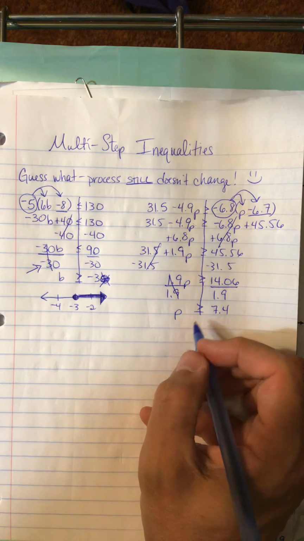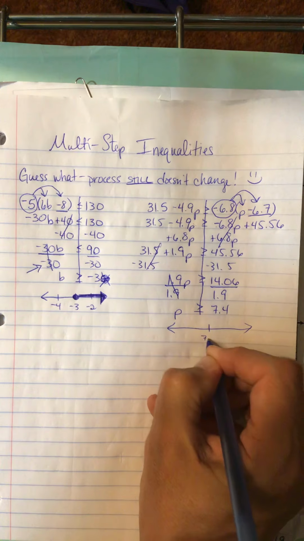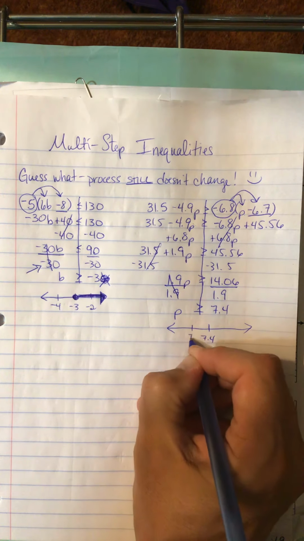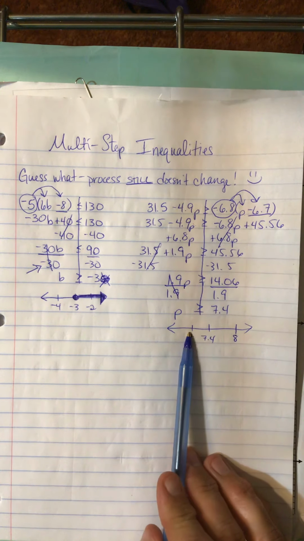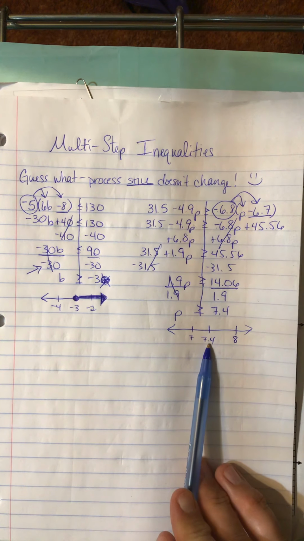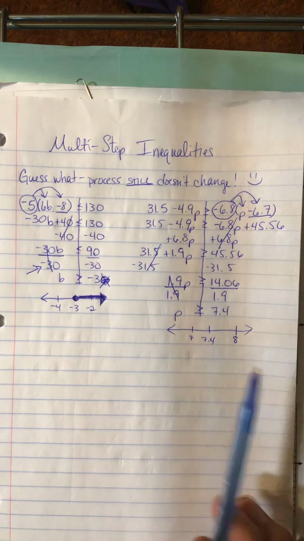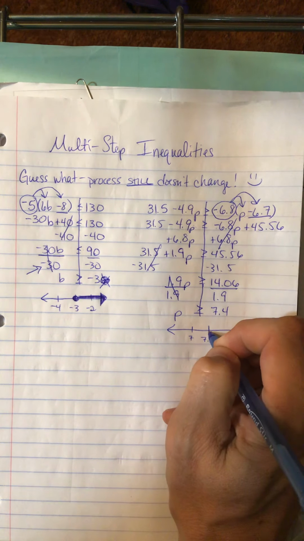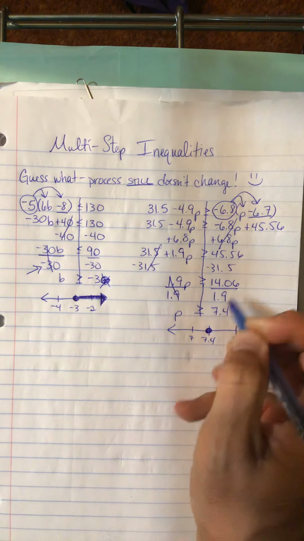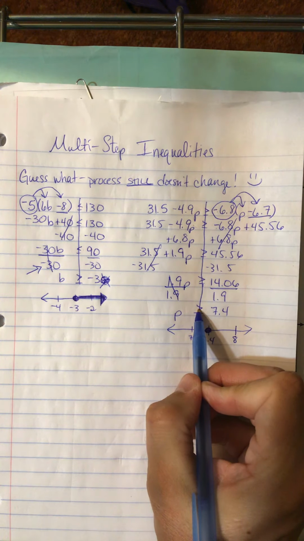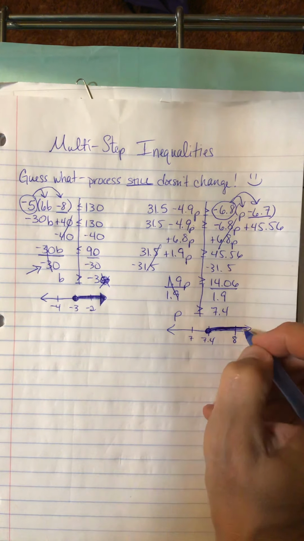So, here's the thing. We have a decimal answer. 7.4. 7, 8. Notice that I put it a little bit closer to 7 because 7.4 is less than halfway. As long as you've got those integers on either side of it, you're in good shape. So greater than or equal to means we fill in the hole. Pointing to the right, so we shade to the right.